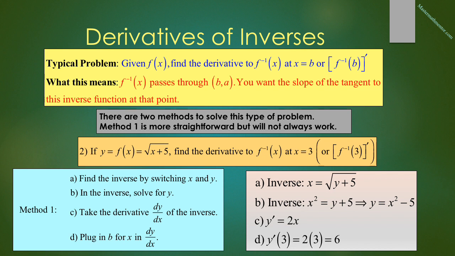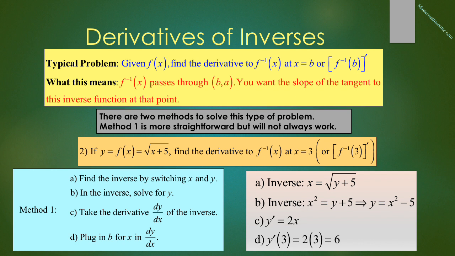Step B says in this inverse, solve for y. So to solve for y, we will square both sides and get x squared is equal to y plus 5, and therefore y is equal to x squared minus 5. We now have the inverse.